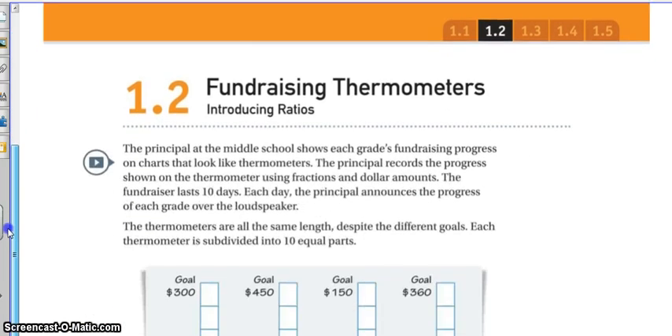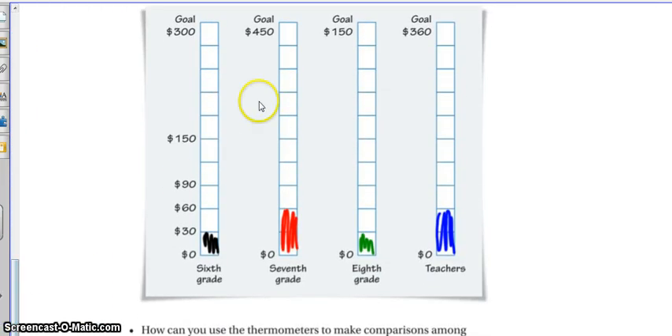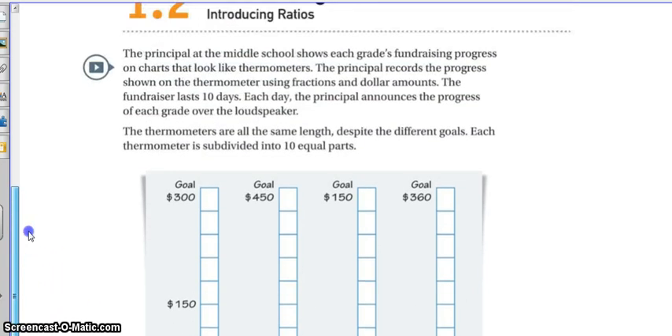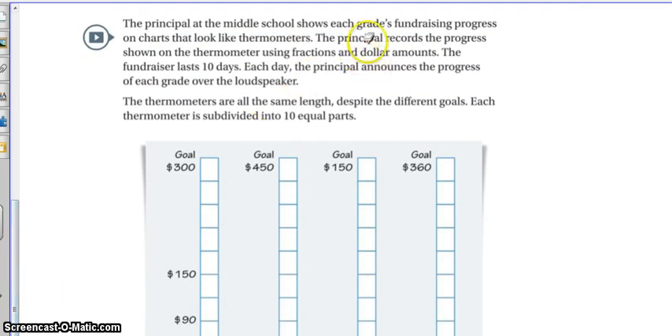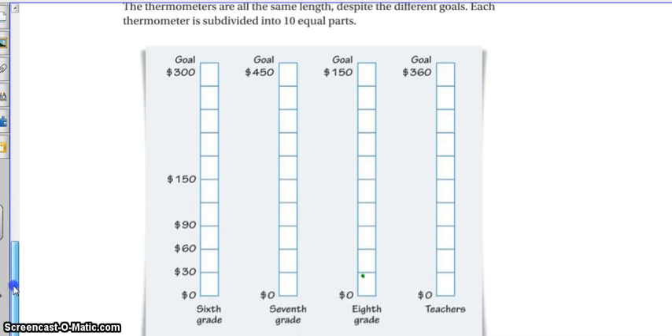So we're going to take a look, and we're going to use our fundraising thermometers again. And real quickly, I'm going to clear off this stuff. Okay. The principal at the middle school shows each grade's fundraising progress on charts that look like thermometers. The principal records the progress shown on the thermometer using fraction and dollar amounts. The fundraiser lasts 10 days, so each day the principal announces the progress over the loudspeaker. The thermometers are all the same length despite having different goals. Each thermometer is subdivided into 10 parts. So what that means is he simply divided the thermometer into 10 parts.